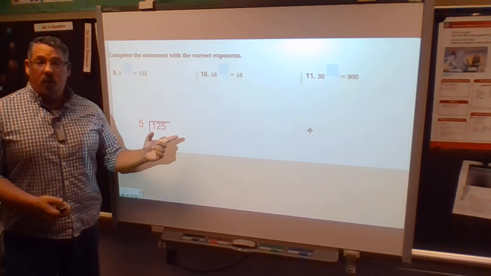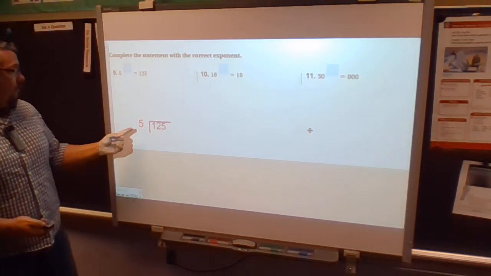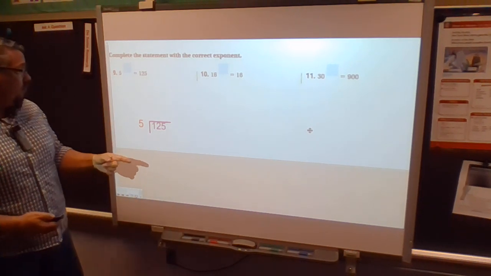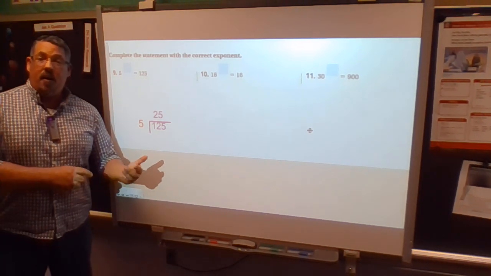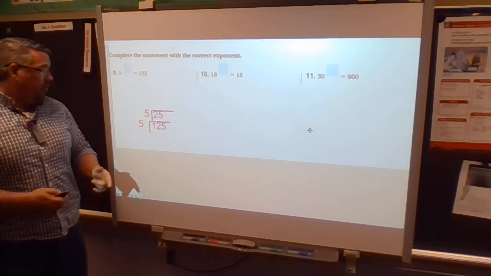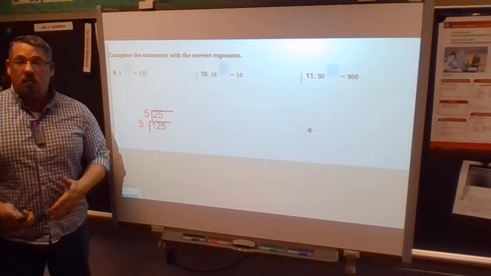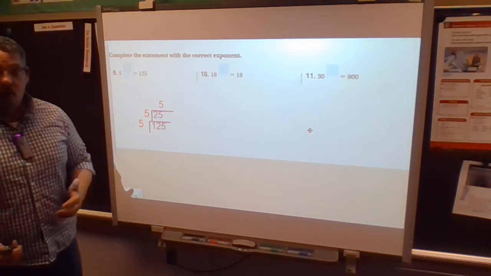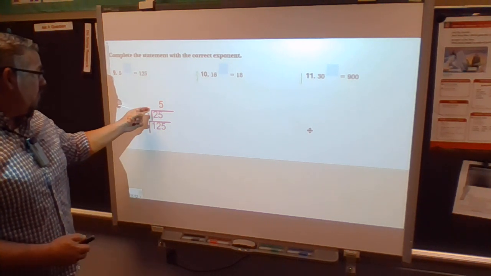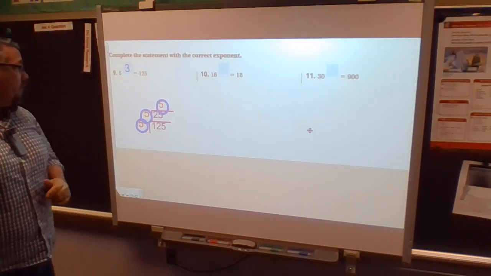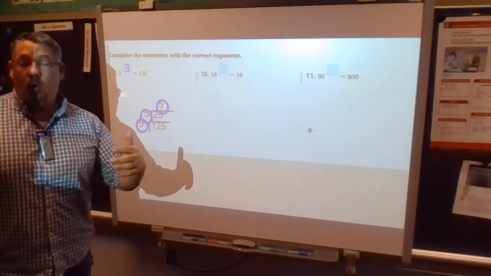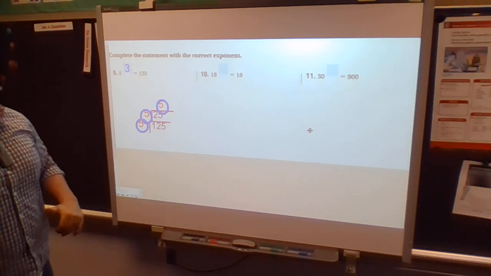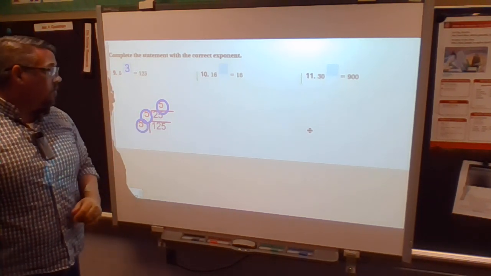So I'm going to take my 125 and I'm going to divide by 5. Well, 5 goes into 125 how many times? 5 goes into 125 25 times, but then I have to divide again. I'm going to divide by 5, and 5 goes into 25 5 times. So I have my base of 5. It's already there. My exponent is, well, how many of them did I use? 1, 2, 3. So I have an exponent of 3. So 5 to the third power, or 5 cubed, or 5 with an exponent of 3, is equal to 125. I know that because we just proved it.